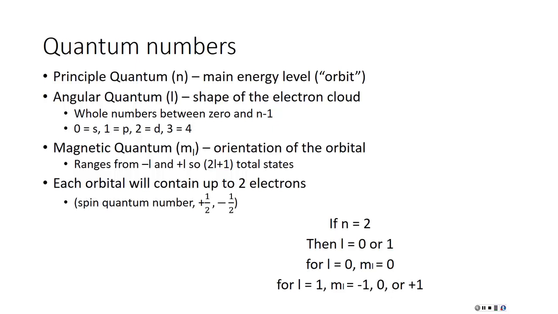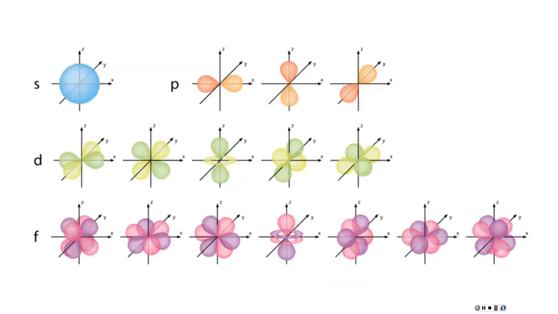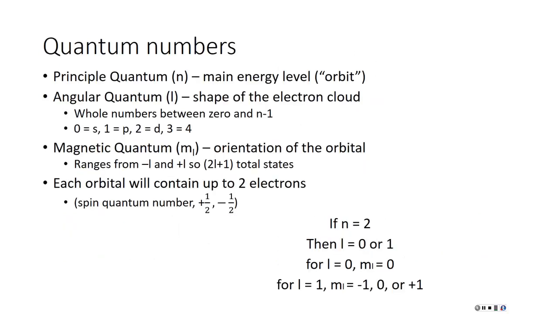Now, when we're working with this, sometimes it's easier just to remember these things. Okay? So if n is equal to 1, then you only have one s orbital. So if your principal quantum number is 1, then the only orbital you have is that first s up there. And that's all you have.